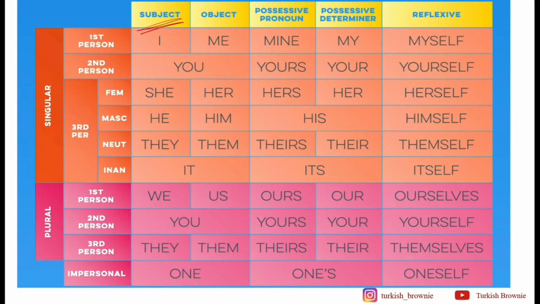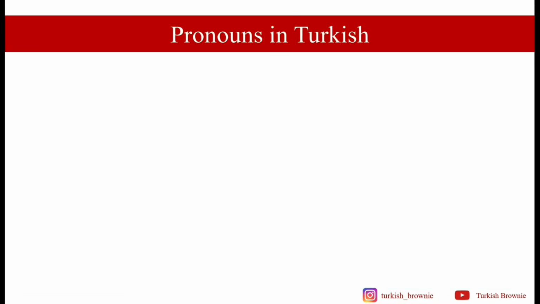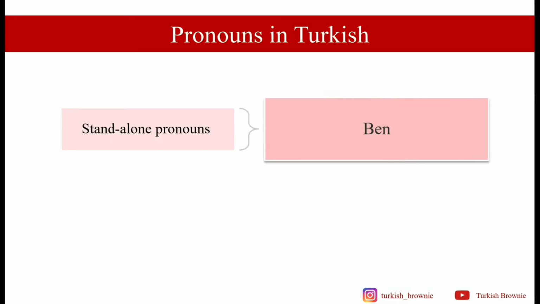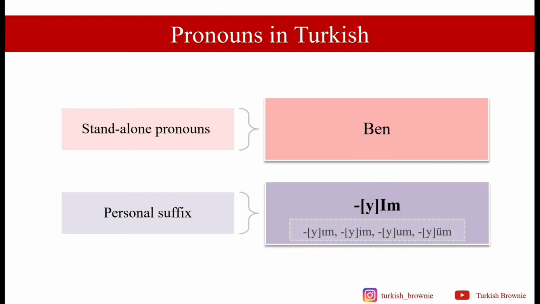In Turkish, the pronouns are mentioned two ways within a sentence. So first, there are standalone pronouns, for example, ben, which means I in Turkish language. And then for every standalone pronoun, there is a personal suffix, which is also sometimes referred to as the possessive suffix. For example, this code here represents one of the personal suffixes that is used in Turkish language.